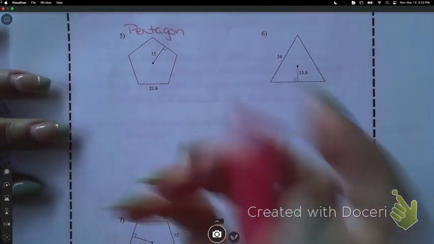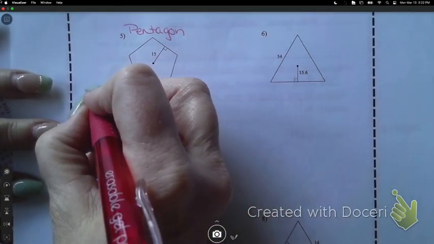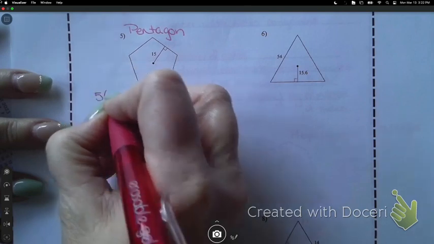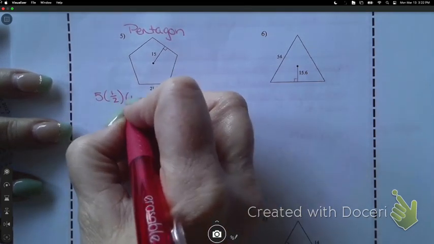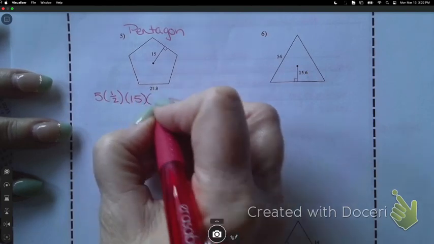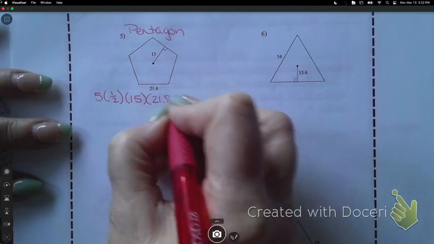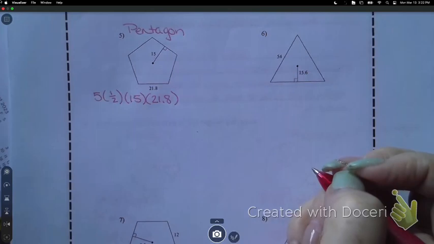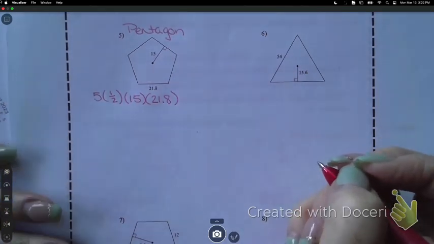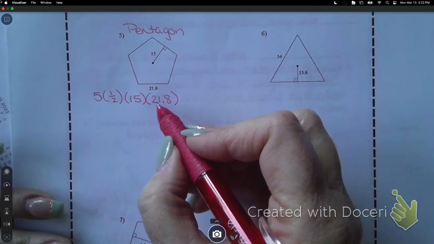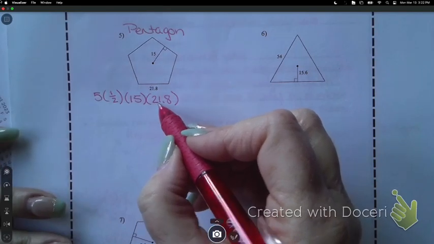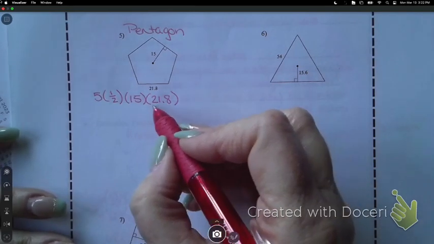So you set it up. So what do we got? 5 times a half times 15 times 21.8. I did it backwards. Do you want to do any of these in half? Well, we could. You want to do half of 21.8?